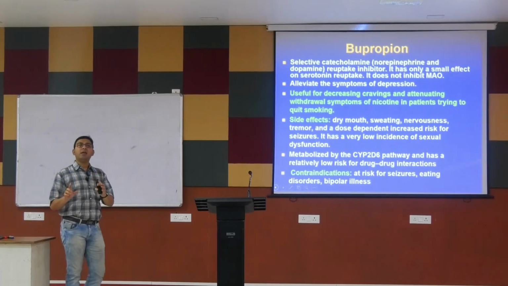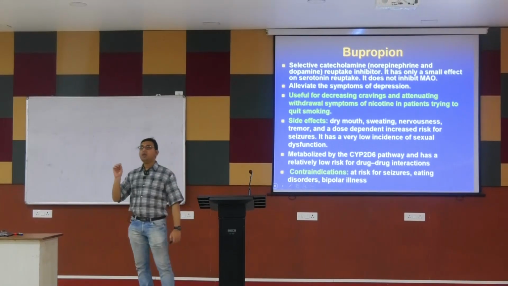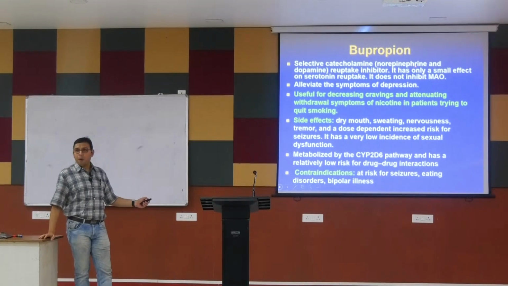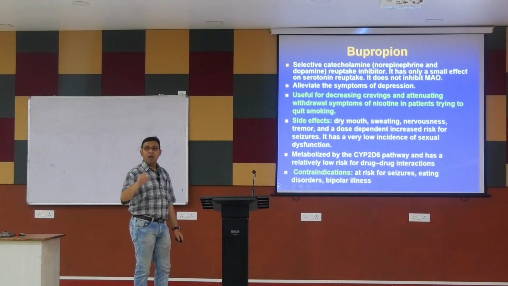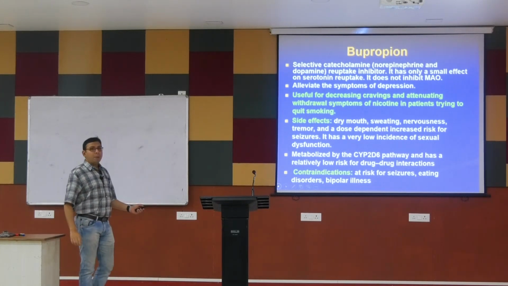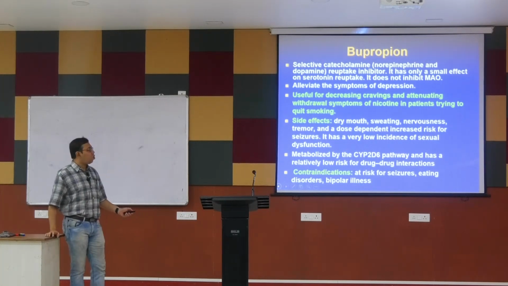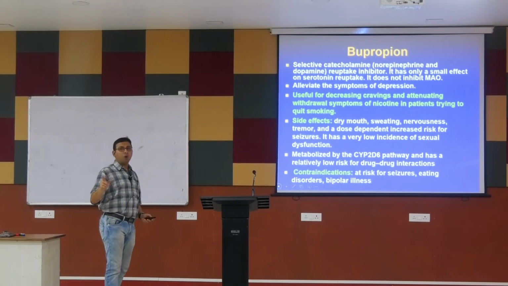So for smoking cessation, different drugs are used, for example nicotine chewing gum, and some other drugs. The most important is bupropion. So bupropion is the antidepressant drug that is used for smoking cessation, that decreases the craving for smoking. Side effects: there may be dry mouth, sweating, nervousness, etc. It is also metabolized by the cytochrome enzymes and is contraindicated in bipolar disorder and seizure. So bupropion is a drug used for smoking cessation.